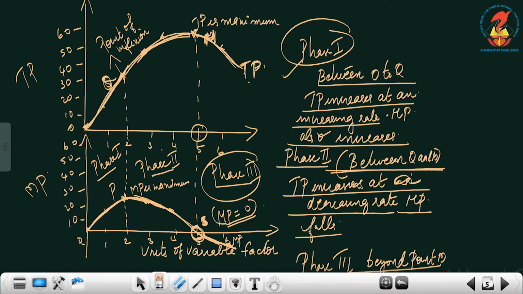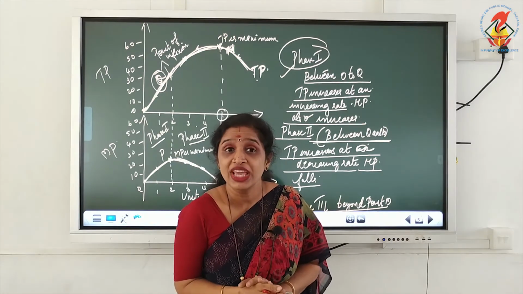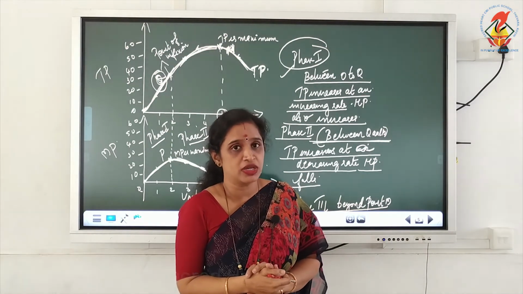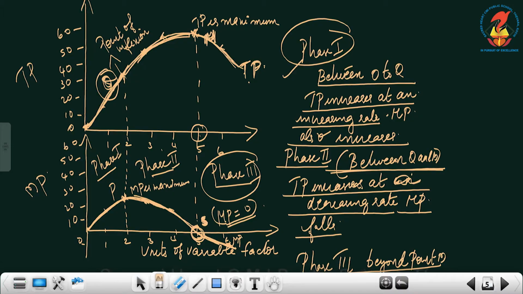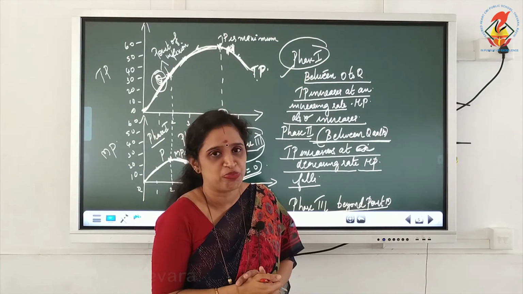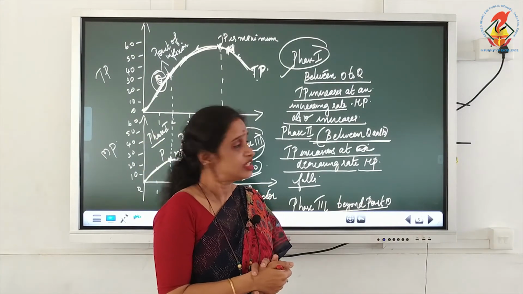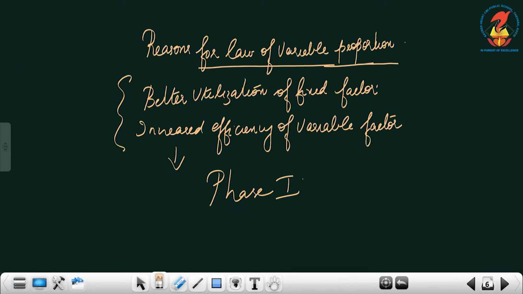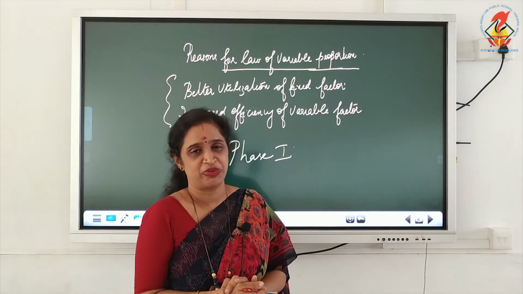Now, you can find point Q. This point Q is the point of inflection. Why is it known as a point of inflection? Because it is the point from where TP is showing a change. That means TP is increasing but only at a decreasing rate, and it reaches the maximum at point M. So this is with regard to the three phases of the law of variable proportion.